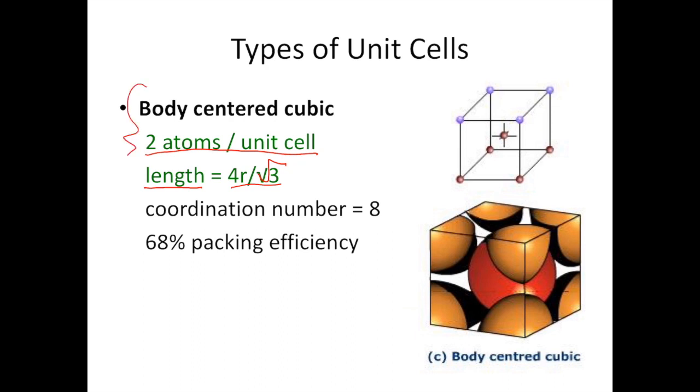This would be given to you on an exam. You just need to know what to do with that information. Your coordination number is 8, meaning that every atom has 8 neighbors, and is much more efficient, or at least more efficient than simple cubic, with a 68% packing efficiency. So that's body-centered cubic.